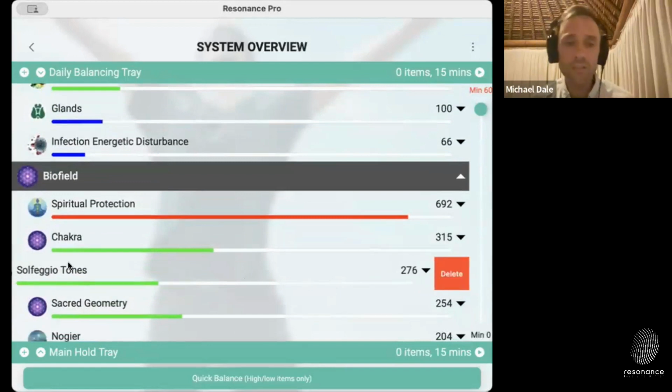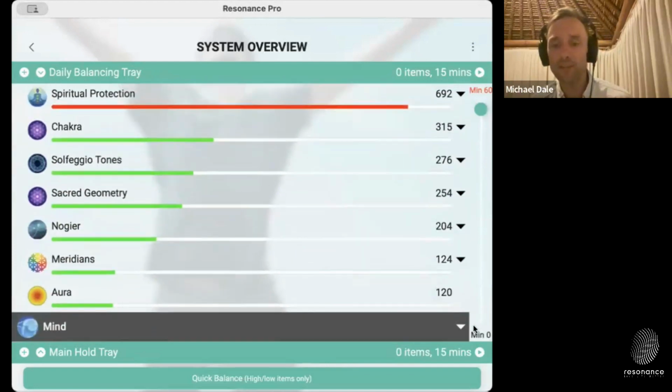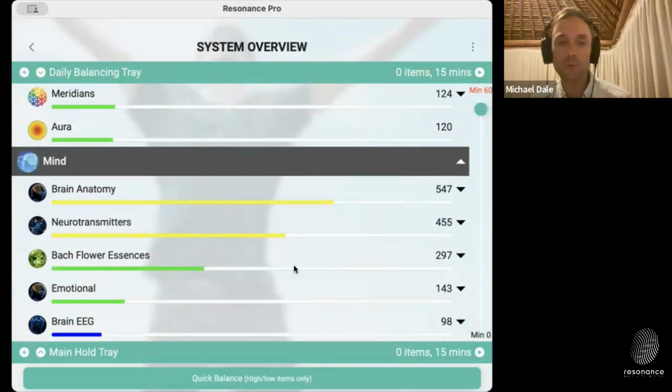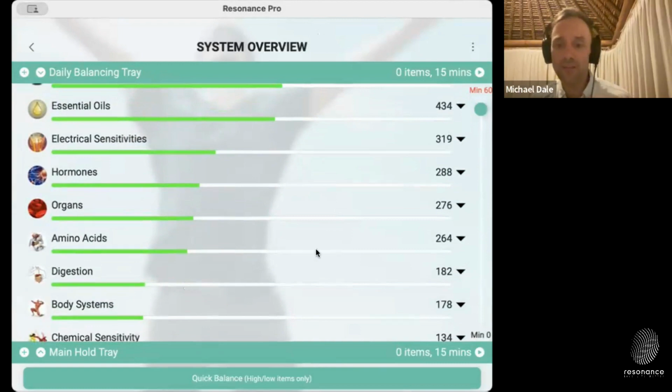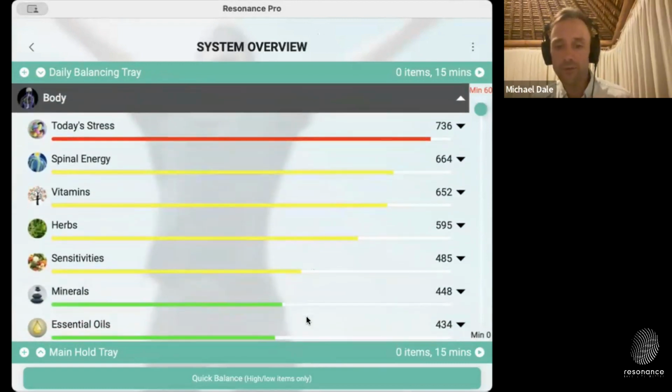Now, this can be a bit disturbing for some people. They think, well, what's that? I better deal with that. And it's important not to get distracted by these levels. These are just a representation of what could be happening in your system. So it's best to start a session with a quick balancing process.